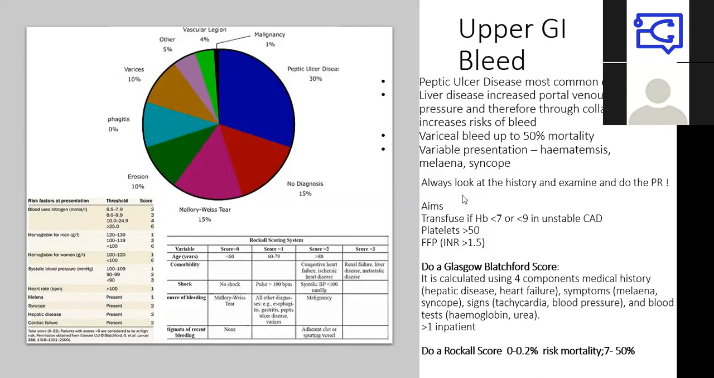Platelets, yeah, it's a bit of a misnomer. Realistically, to clot, you only need about 20 platelets, a value of 20. But we like to say over 50 because of the procedures they may need to go on to as well.